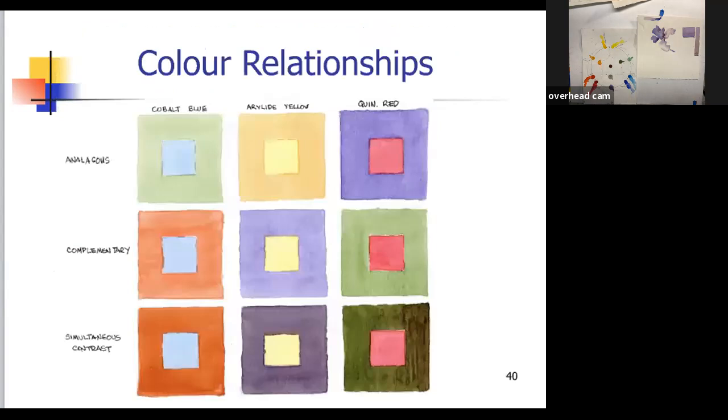Okay, I want you to focus on the top row of colors, and this is a student's work. If we put 2 colors beside each other in the color wheel, we call that analogous color. Colors that are close together in the color wheel. Which means the contrast is minimal.